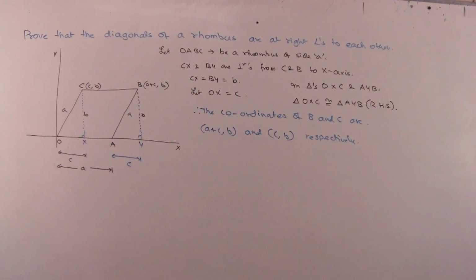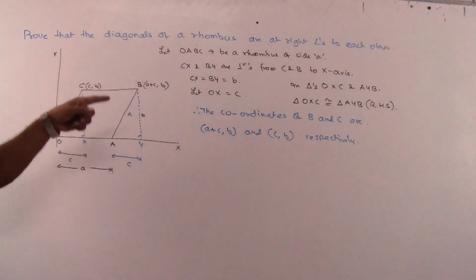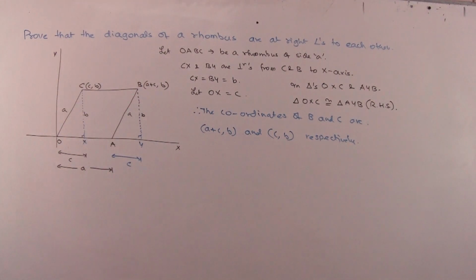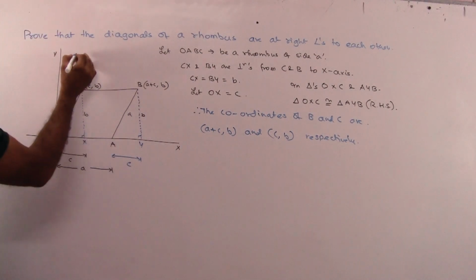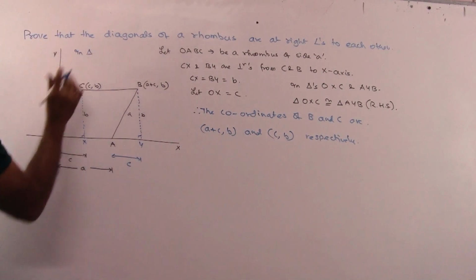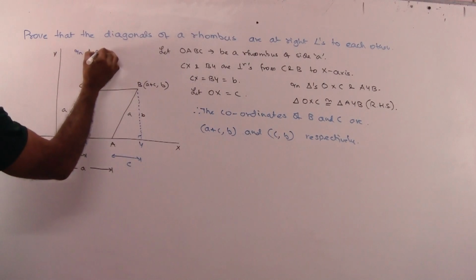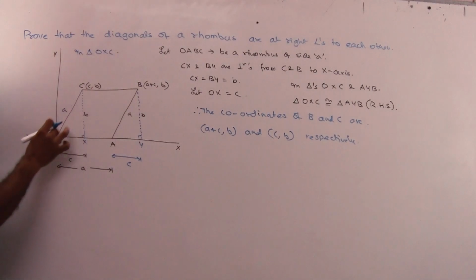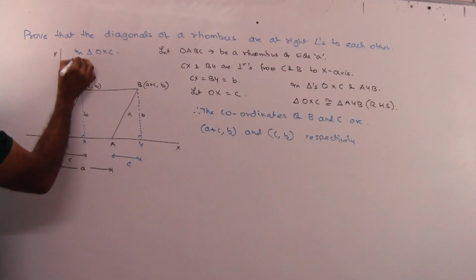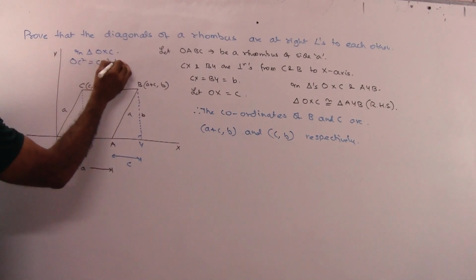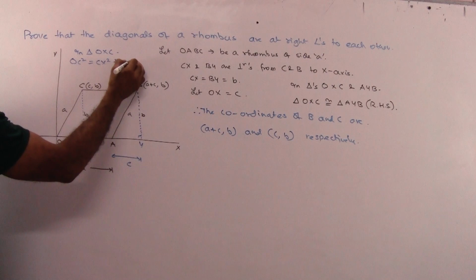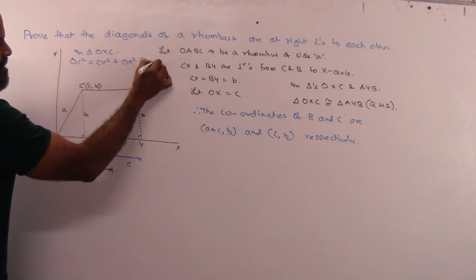Okay. So now we have to prove that the diagonals of a rhombus are at right angles to each other. So the first thing that we can prove, see in triangle OXC, obviously this OC square will be equal to CX square plus OX square by Pythagoras theorem.